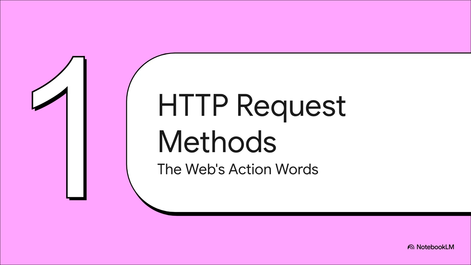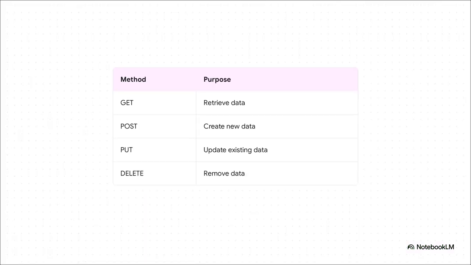Okay, so for any conversation to make sense, you need verbs, right? You need action words. You can't just shout nouns at somebody and expect them to understand. Well, in the web's language, these action words are called HTTP methods, and they tell the server exactly what kind of action you want to perform. There are four main verbs that really do most of the heavy lifting: get, post, put, and delete. Each one has a very clear, very distinct purpose. You get data that's already there, you post brand new data, you put changes to existing data, and you delete stuff you don't need anymore. Let's take a closer look at what each one of these lets us do.